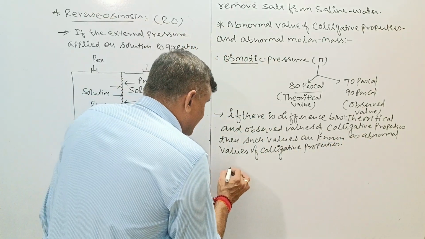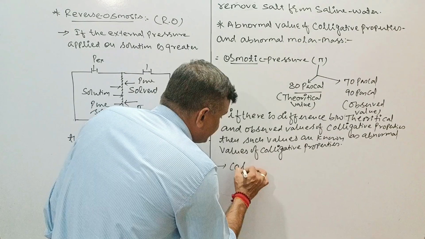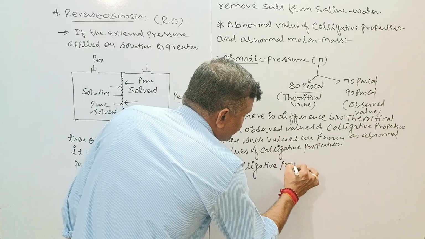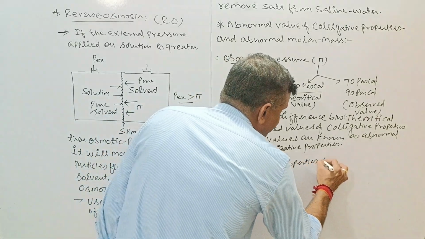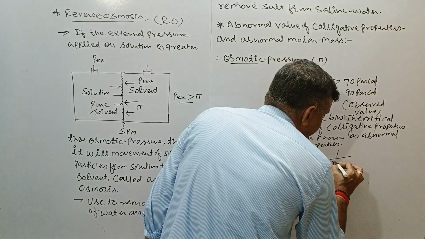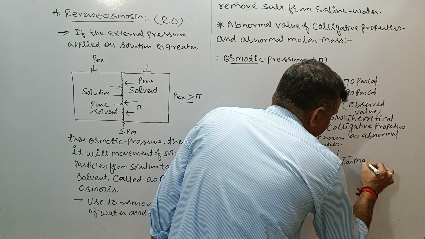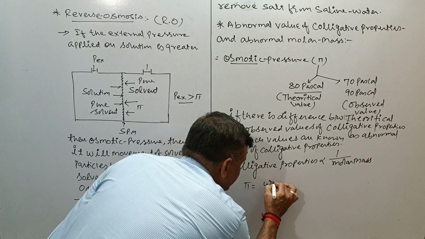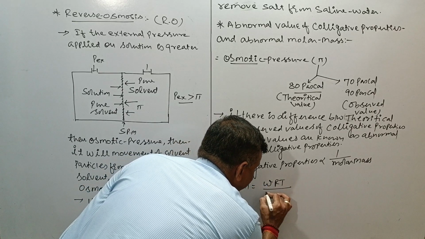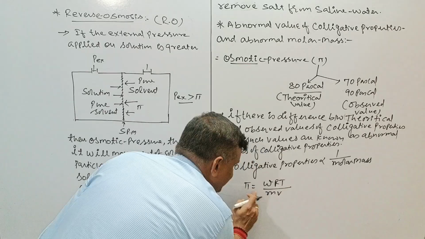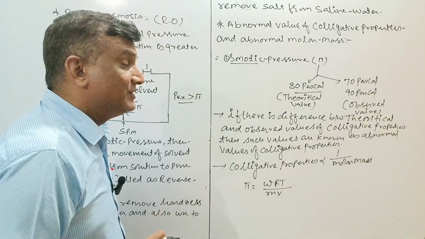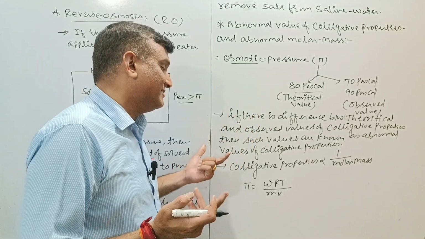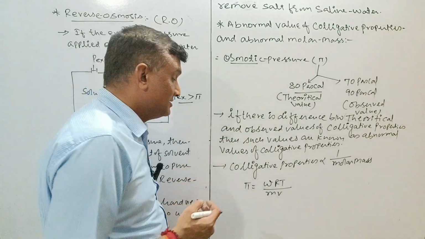As we all know, colligative properties are inversely proportional to the molar mass. For this you can take osmotic pressure pi equals WRT upon MV. You can see molar mass is inversely proportional to the colligative property. So if there is an abnormal value of the colligative property, then molar mass will also be abnormal. So what we can say that?